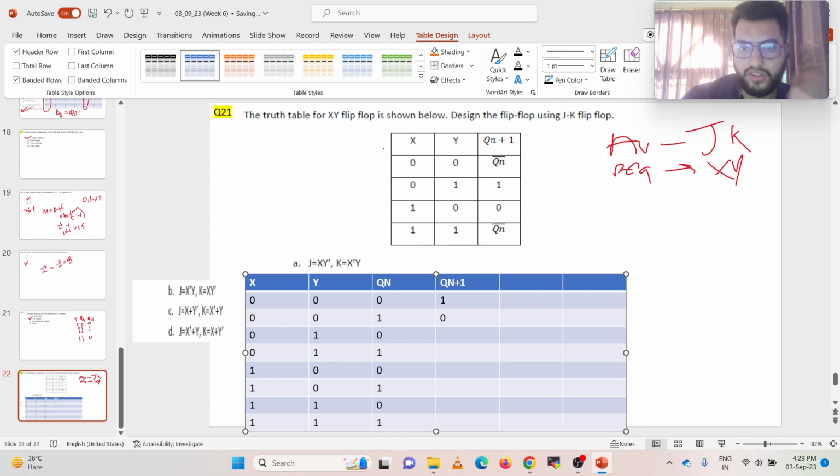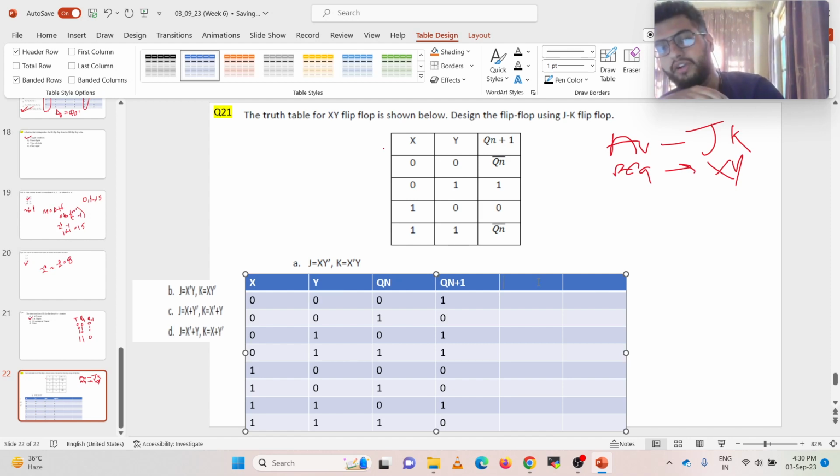Now next condition is 0, 1, so it is 1, 1. Next condition is 1, 0, so it is 0, 0. And again at 1, 1, we have a toggling, so it will be 1, 0, right? Now this was the second step of the 5 points that I told you to remember.